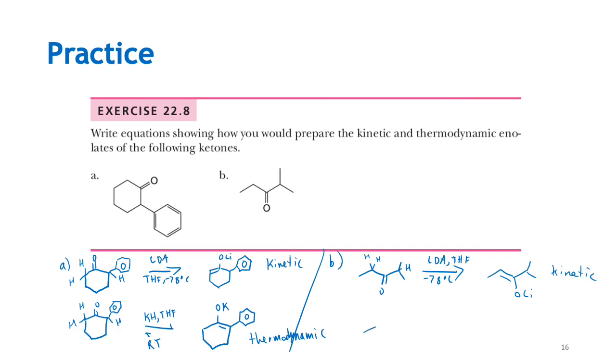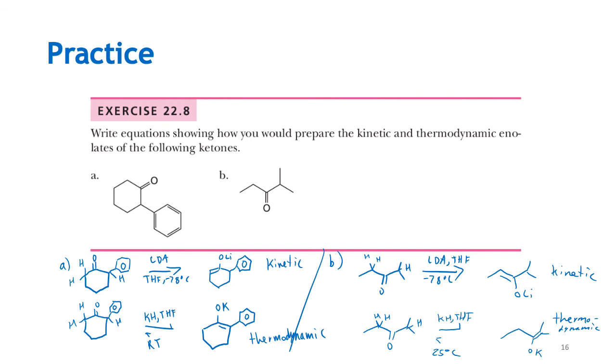And to finish this one off, let's make the thermodynamic enolate. This one is going to be in equilibrium. We're going to use KH, THF, 25 degrees C, aka room temperature. And we're going to form the more stable double bond after heating it up in equilibrium. Thermodynamic enolate.